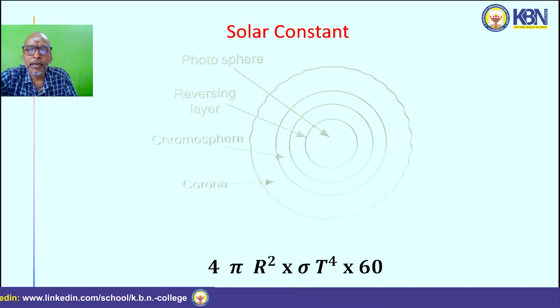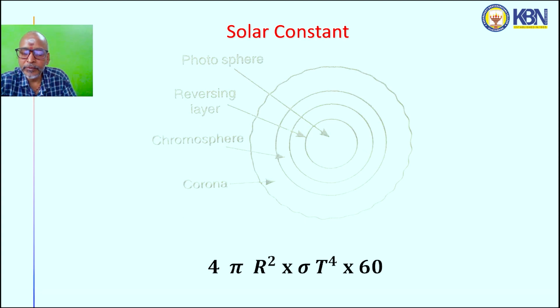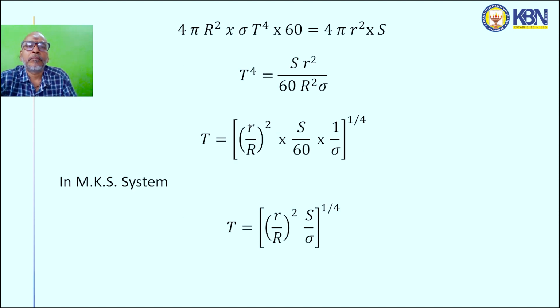So here the temperature of the sun is obtained by equating two energies. One is from Stefan's law, which is 4πR²σT⁴ × 60, where 60 means per minute. And the other is 4πr² × S, where S is the solar constant. By using this, T = (r/R)(S/σ)^(1/4), and we can calculate the temperature of the sun.